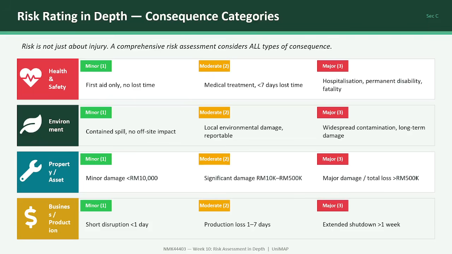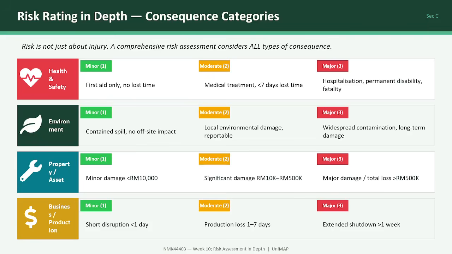The third category is property and asset. Minor damage costing less than RM 10,000. A machine guard is scratched. Significant damage from RM 10,000 to RM 500,000. A circuit board tester is destroyed in an electrical fault. Major damage above RM 500,000. A production facility is destroyed in a fire.